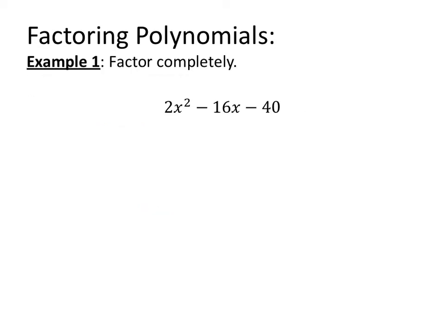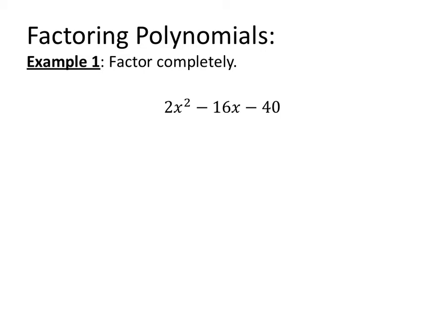So let's look at another example here. One of the things we always want to check is if the terms have a greatest common factor. If you notice here, you have 2x squared minus 16x minus 40. If you look at these three terms, they're each a multiple of 2.